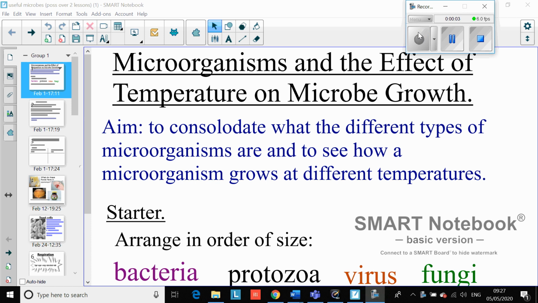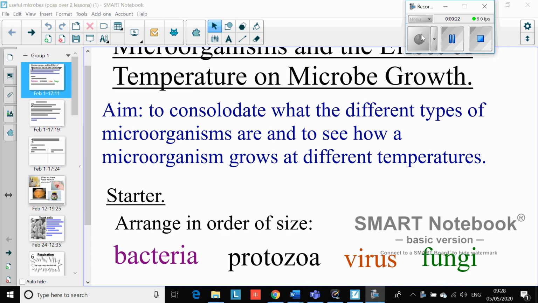Right, hello Year 8. So what we're going to do today is two things. We're going to finish off this topic of microorganisms by looking at useful microbes, and then you're going to spend the second part of the lesson revising, because on Thursday I'm going to put together a little end of topic test for you to do.